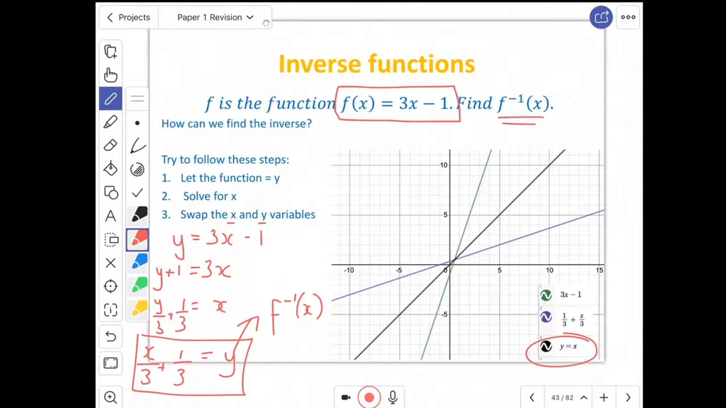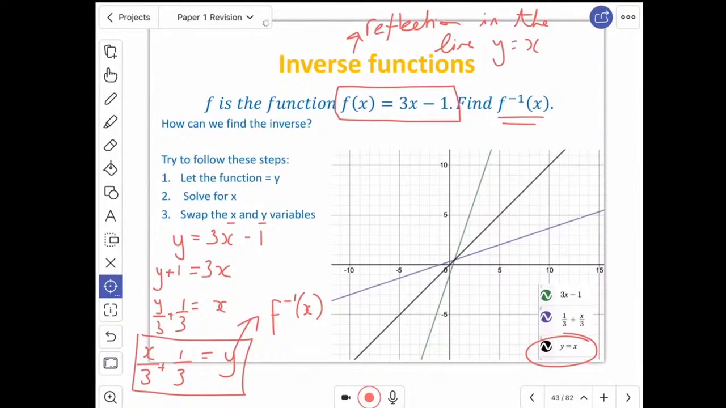And there's a really important rule to do with inverse functions, that the graph of an inverse function will be a reflection in the line y equals x. So basically, if you're ever asked to sketch the graph of an inverse function, if you draw in your line y equals x, it's literally a mirror image out the other side.